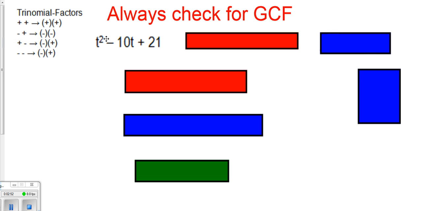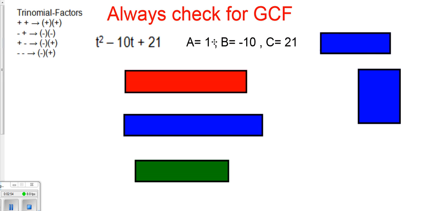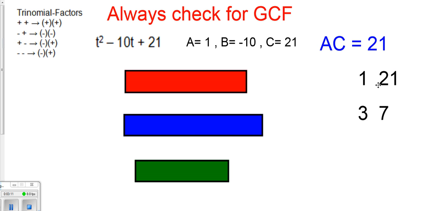This one does not have a greatest common factor, so we jump right into defining our a value is 1, because there's just a 1t squared. Our b value is negative 10, because there's a negative 10 here. And our c value is 21, right here. That means a times c, 1 times 21, is 21. Now we're asking what are the factors of 21 that would add up to negative 10. Now, factors of 21 are 1 and 21, or 3 and 7. These are the only sets of numbers that will multiply to make 21.